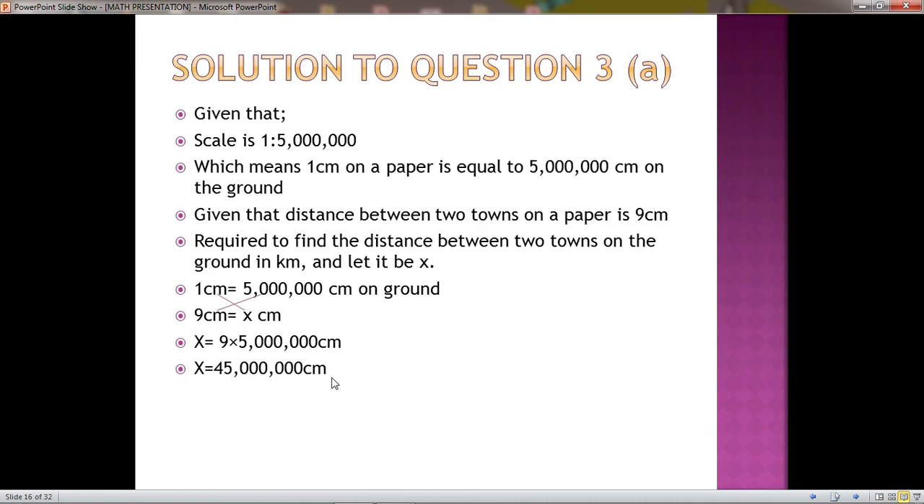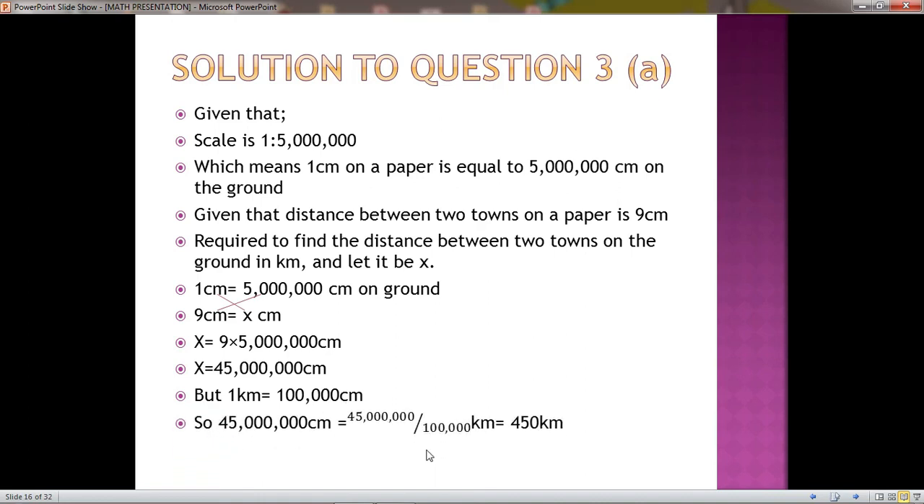on the ground. But we are required to convert this x, which is 45 million centimeters, into kilometers. But 1 kilometer is 100,000 centimeters. So when we change it, we have 450 kilometers. So the actual distance between the two towns is 450 kilometers. That's how pretty simple it is.